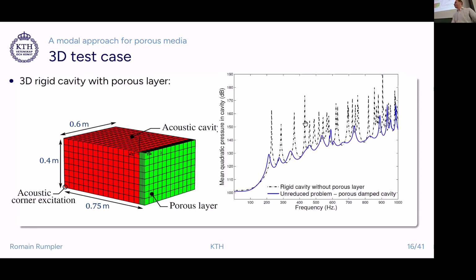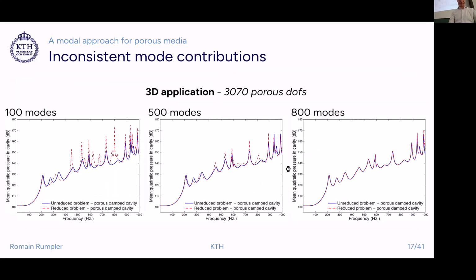In black here, you have the non-damped response, and then in blue, you have the damped response, the full order model that we are aiming for with the addition of the poroelastic layer. What happens if we use this model approach by increasing the number of modes?